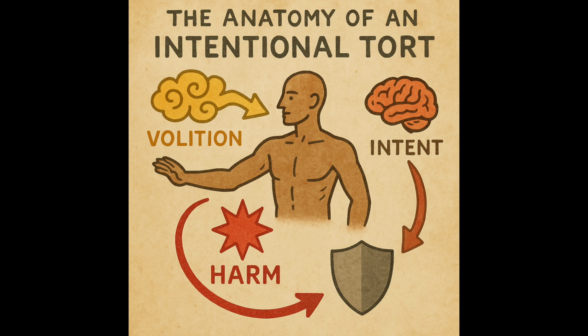Volition is, well, it's pretty simple, really. It just means acting voluntarily, making a conscious choice to move or act. So it's like the first gate you have to pass through before you even think about what someone intended. Precisely. It's foundational. If the act wasn't voluntary, the whole intentional tort analysis kind of stops there. Okay, give us an example.